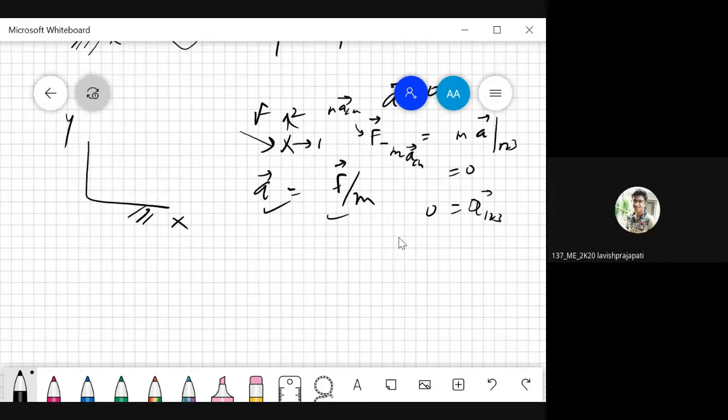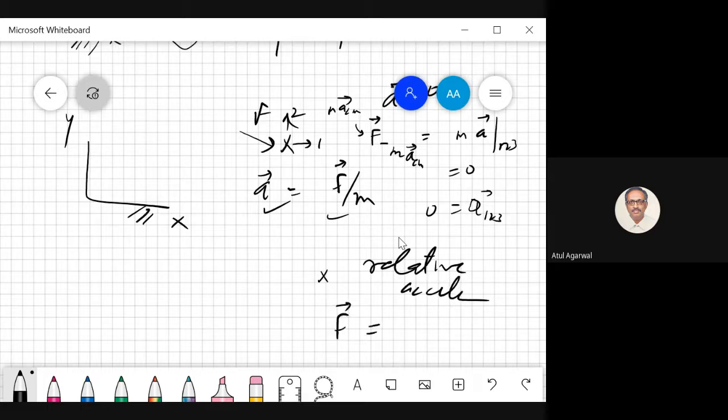The particle's acceleration is 0 in the relative frame, in the moving accelerating frame. But if you want to apply Newton's second law, can you say m times acceleration in 1, 2, 3? Can you say this? Because you know this is 0.